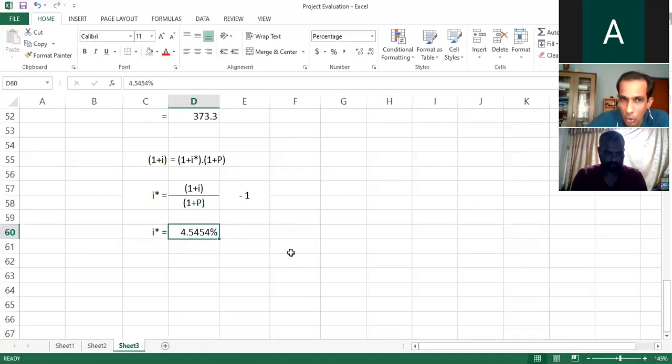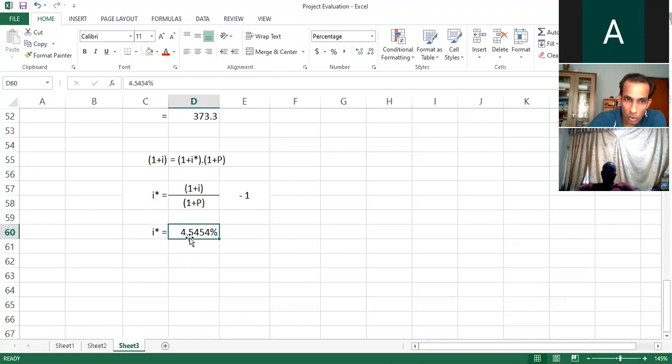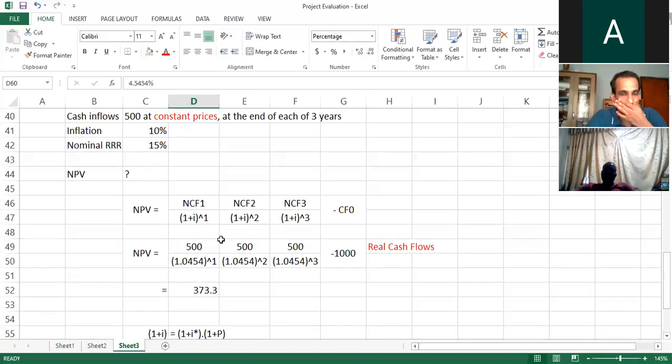Right now, in order to calculate NPV in your financial calculator, you have to press this cash button, right? So press cash. When you press the cash button, it highlights I, the discount. For I, you have to insert this value 4.5454, not with a decimal point. Simply insert 4.5454, right?